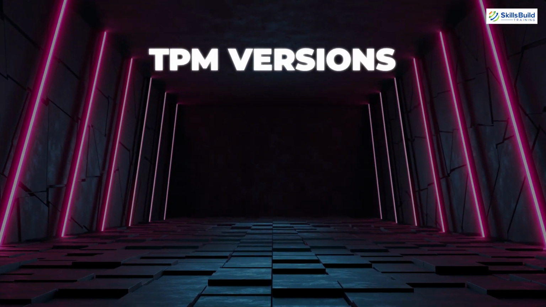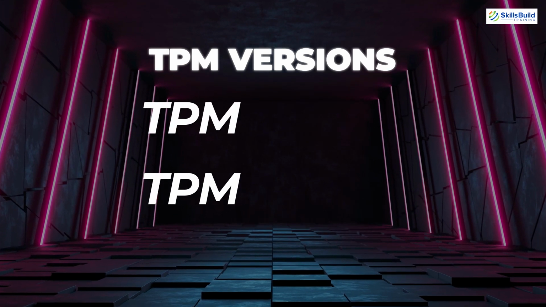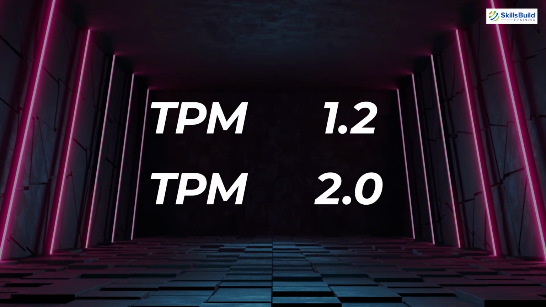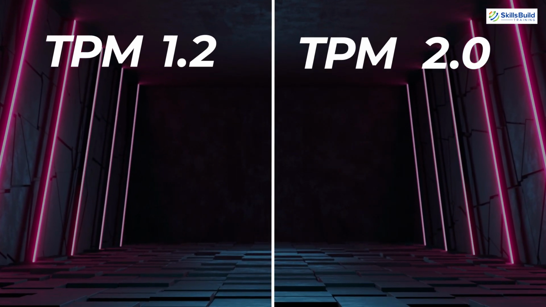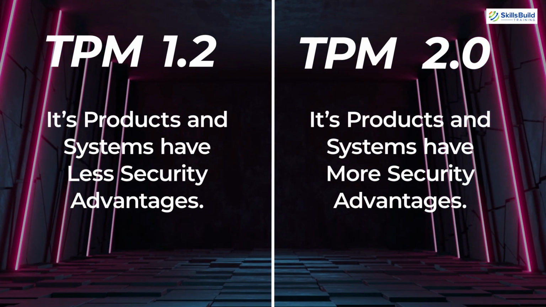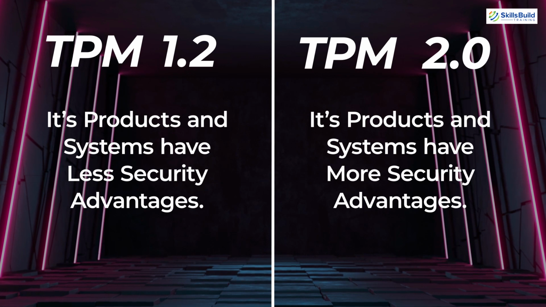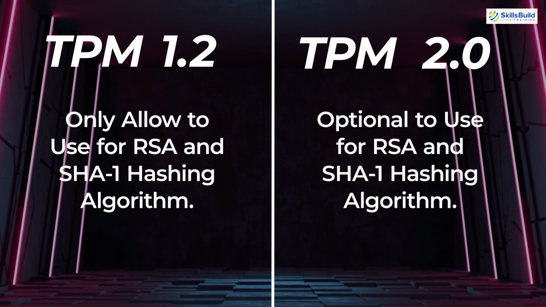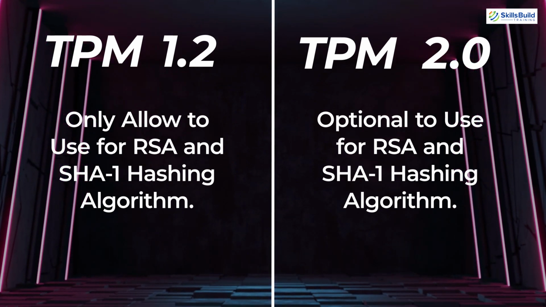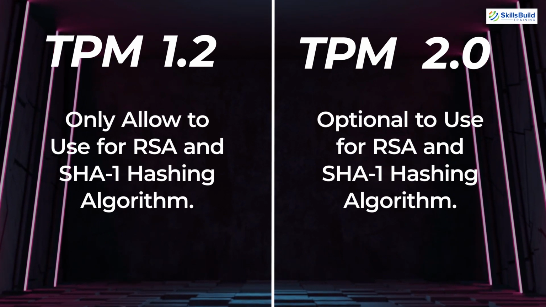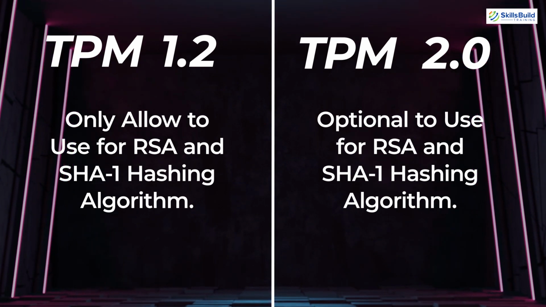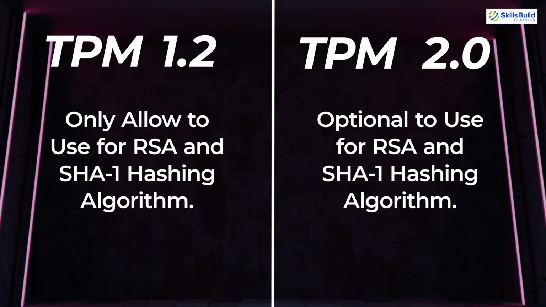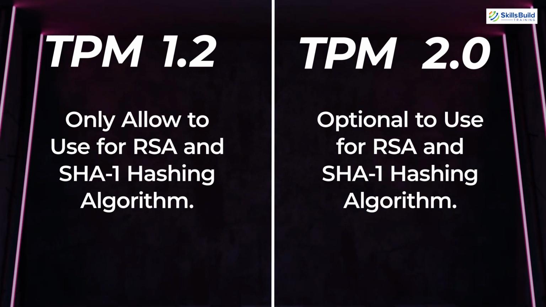Now let's talk about the versions of TPM. There are two versions of TPM, TPM 1.2 and TPM 2.0. Let's compare both of them quickly. TPM 2.0 products and systems have important security advantages over TPM 1.2, including that the TPM 1.2 specification only allows for the use of RSA and the SHA-1 hashing algorithm. For security reasons, some entities are moving away from SHA-1. Notably, NIST has required many federal agencies to move to SHA-256 as of 2014.